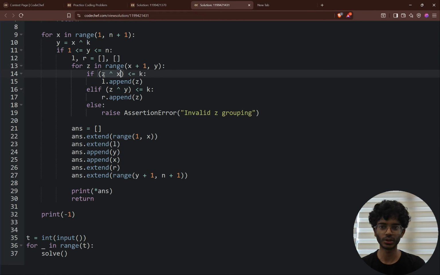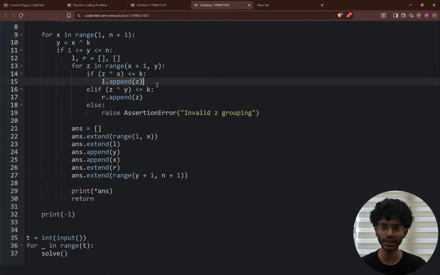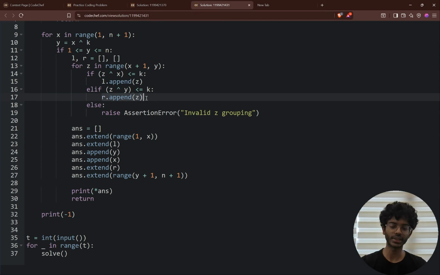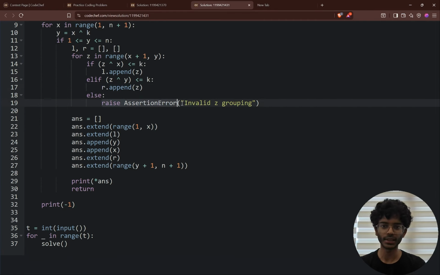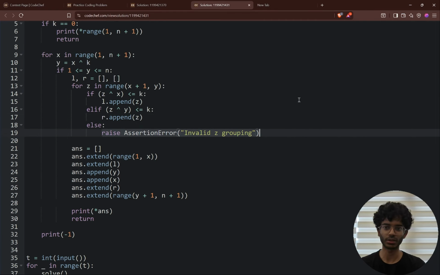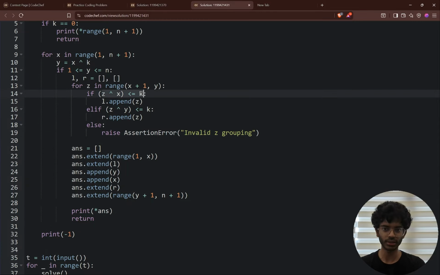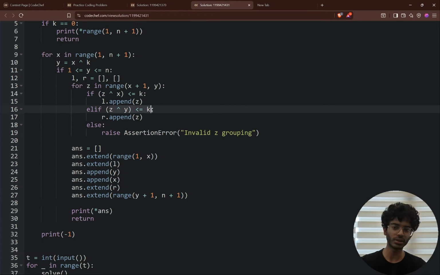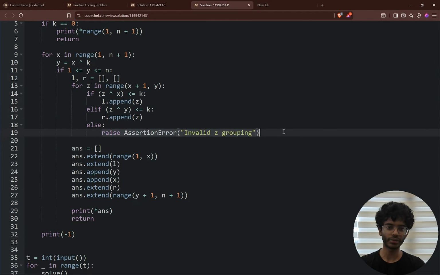If x or z is less than or equal to k, we'll put it in the left array. Otherwise, we'll put it inside the right array. And this condition can never happen because we have proved that either x or z would be less than or equal to k, or y or z would be less than or equal to k. So if this condition is happening, that means there is something wrong going on with the implementation.